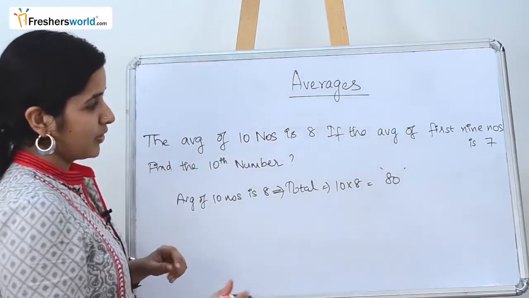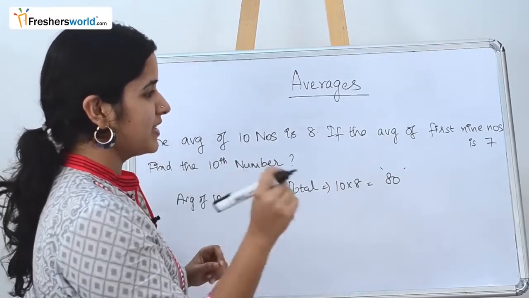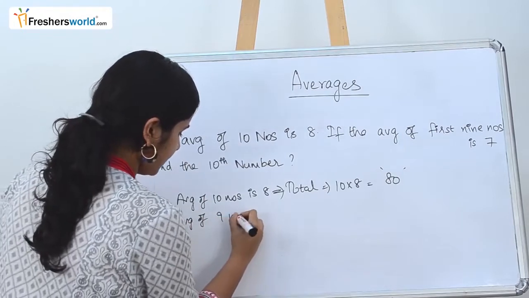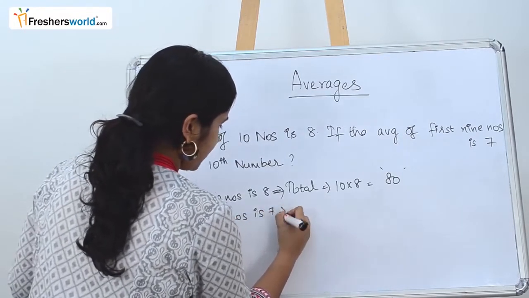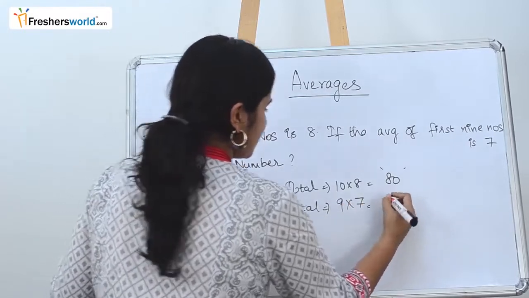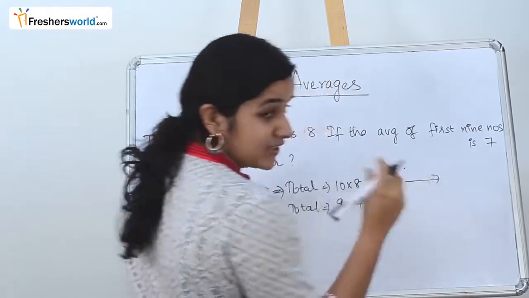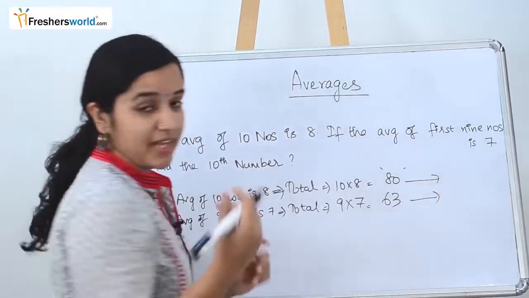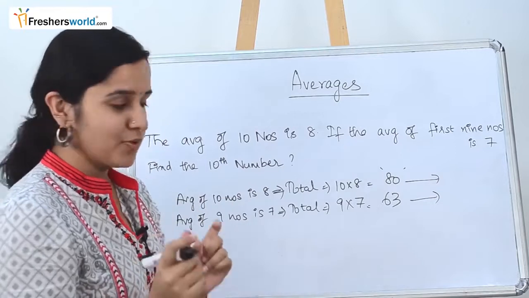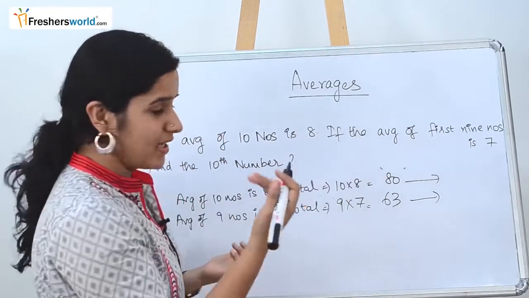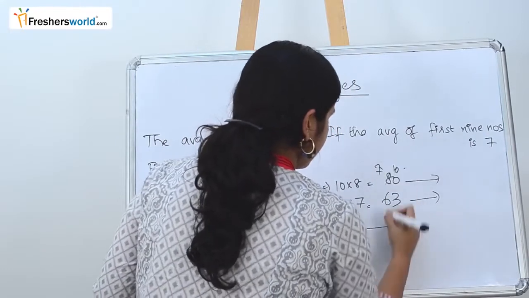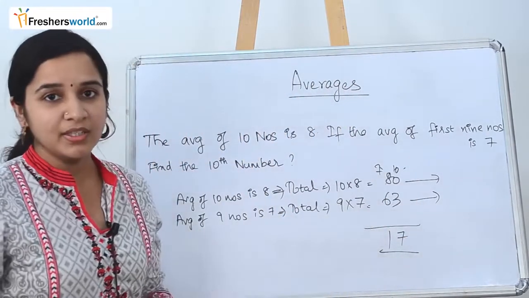What is the second part of the question? If the average of the first 9 numbers is 7, then the total value becomes 9 into 7, which is 63. So this has the first 10 numbers, and this has the first 9 numbers. So 10 minus 9 gives the last, 10th number. You have to subtract 80 minus 63, which is 17. So the 10th number is 17.